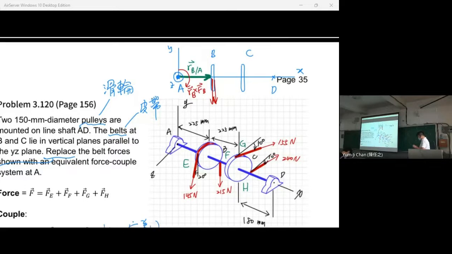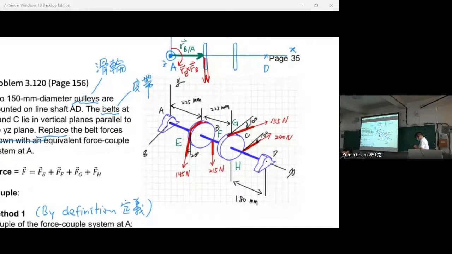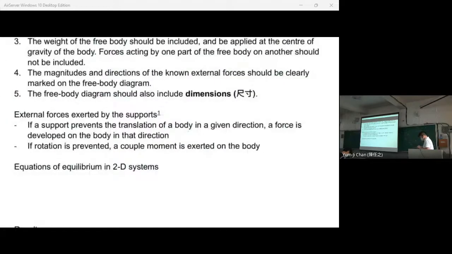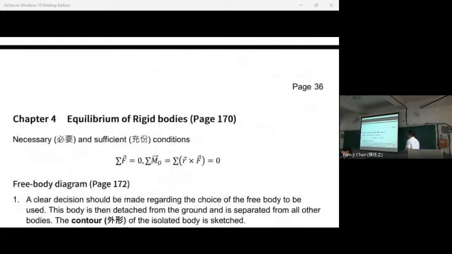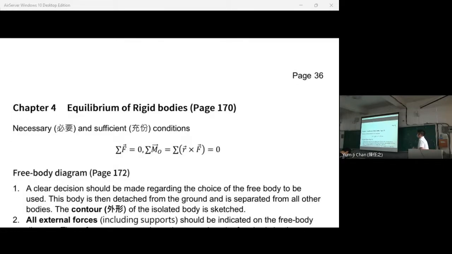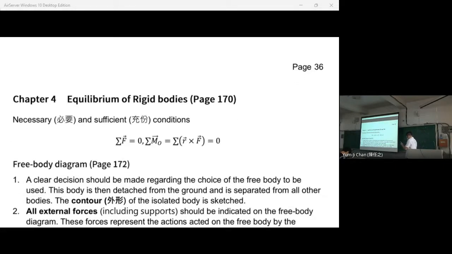So we begin with chapter 4, equilibrium of rigid bodies. In chapter 2 we talked about equilibrium of a point, equilibrium of a particle.